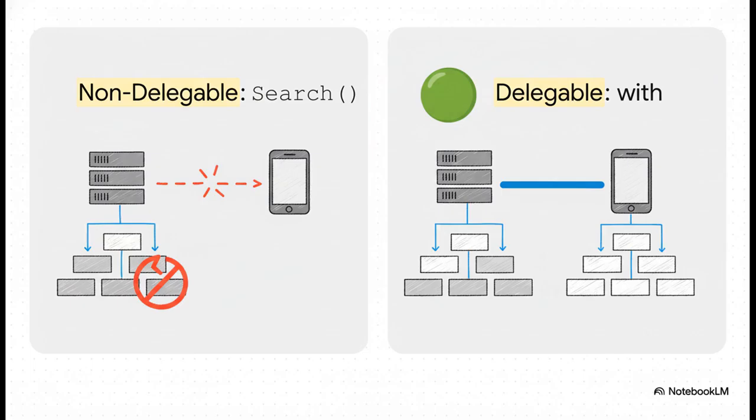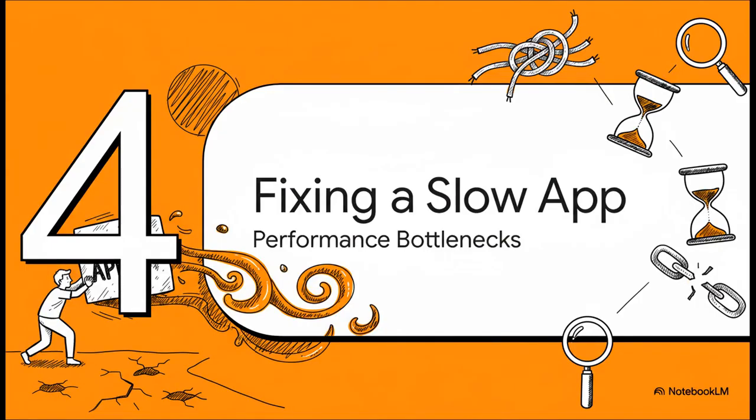The fix is to use a fully delegable query like filter with starts with. This tells the server to do the work so you always get every single matching result, no matter how big your list gets. Next up, let's talk about the app that feels like it's running through molasses.